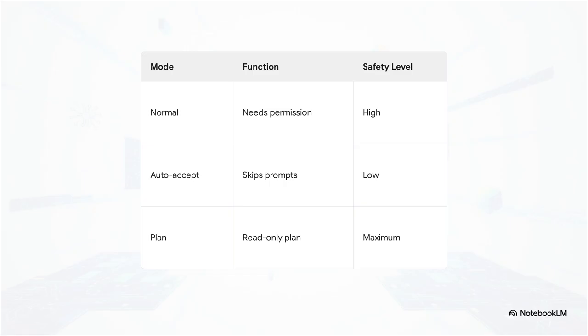Now, if you are absolutely certain about a task and you just want raw speed, you can flip over to Auto Accept. This skips the permission prompts entirely. But a quick heads up, the source material strongly warns to use that one with caution. And then for maximum security, you've got Plan mode. Here, Claude is entirely read-only. It'll give you a highly detailed outline of exactly what it intends to do without ever actually touching your files.